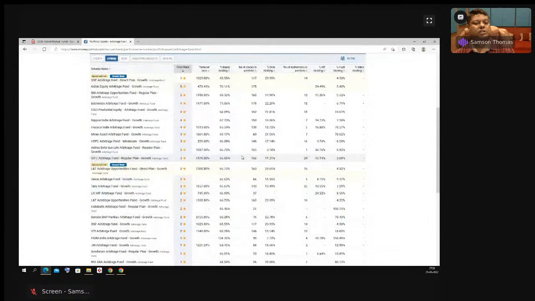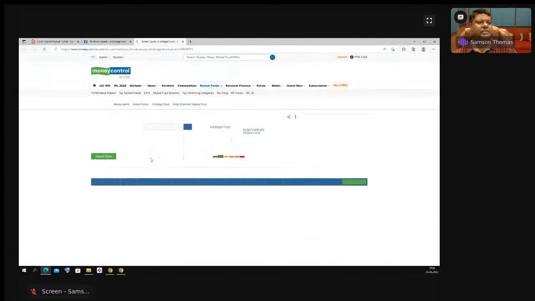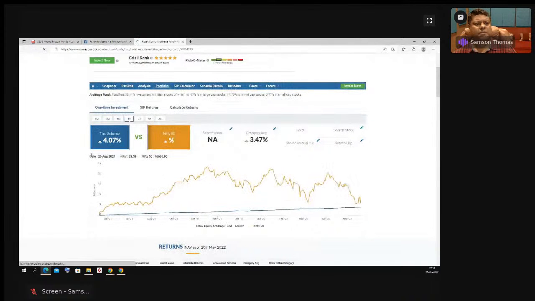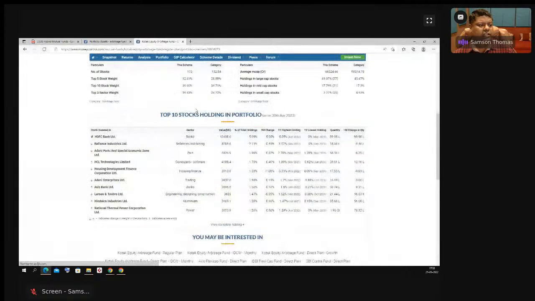Then if you have a good knowledge of the stock market, of what kinds of stocks are good, you can look at the portfolio of each particular fund. For example, I'm taking this one fund and looking at the portfolio. What is the fund holding? Look at the portfolio and see whether it suits your investment objective and your risk profile or not. So this fund has invested in HDFC, Reliance, Adani Ports, and so on and so forth. These are the top 10 stocks in the portfolio. You can also view the complete holding here.